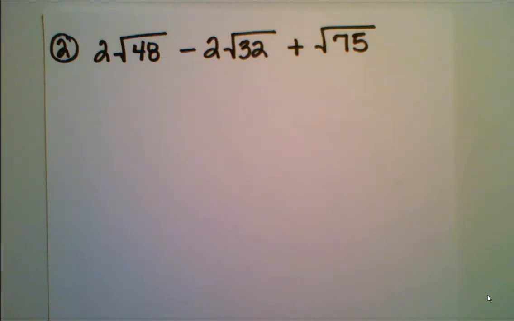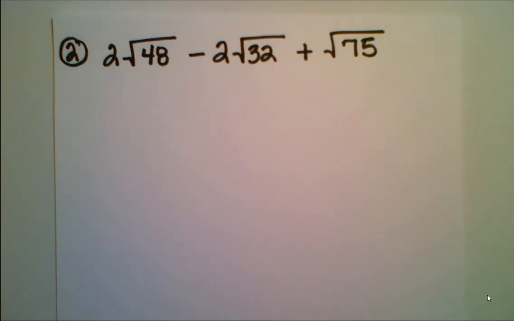All right, let's look at the next example. 2 times the square root of 48 minus 2 times the square root of 32 plus the square root of 75. So let's go ahead and list the prime factors for each of these.